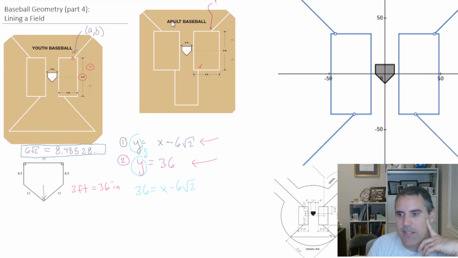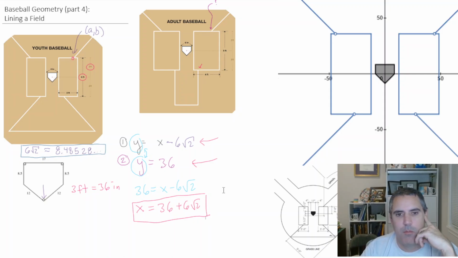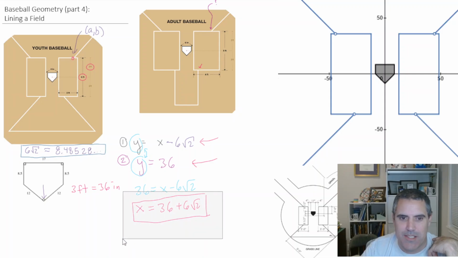So again, is this the best way? Probably not. But what am I getting? X is 36 plus 6 root 2. It's a very small bit of arithmetic. There's not much going on there, but I thought this still was interesting because I often see mistakes on things like that. I know what B is.